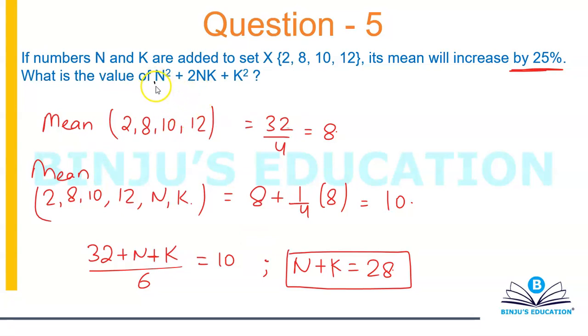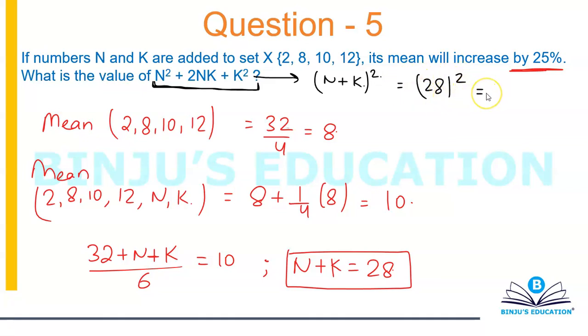So if you're going to solve this, it's basically your basic algebraic identity, and this will become (n + k) whole square, because when you say (a + b) whole square, it's a square plus 2ab plus b square. So (n + k) whole square is n square plus 2nk plus k square. Your answer is simply 28 whole square, and that you simply need to calculate.